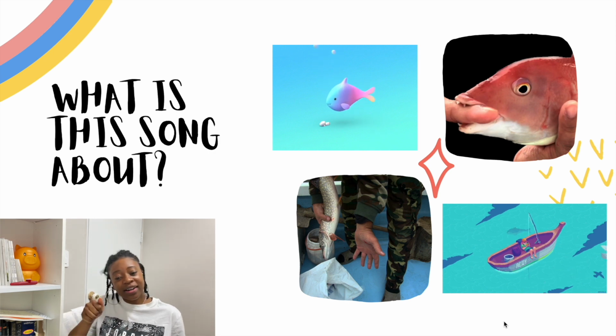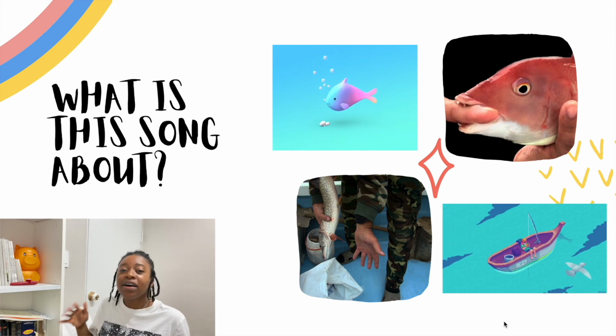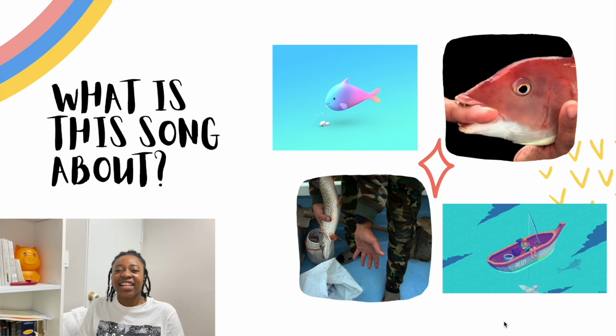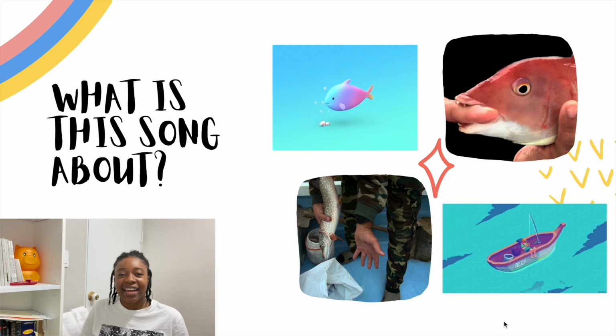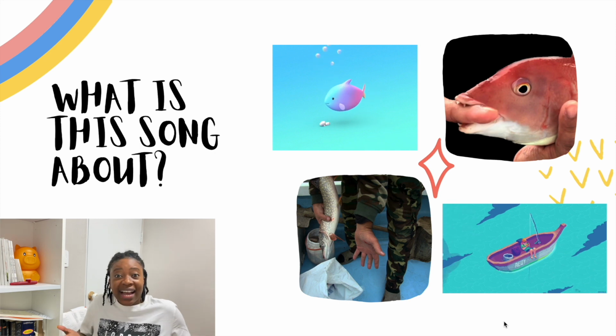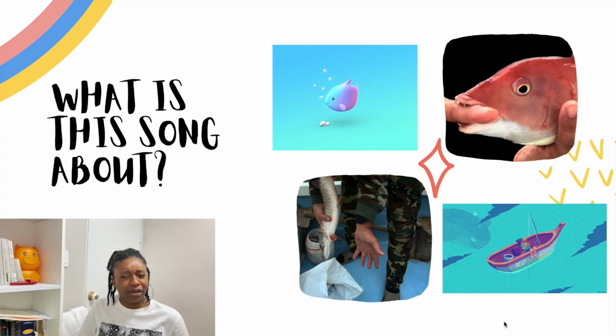So it's 1, 2, 3, 4, 5. Once I caught a fish alive, 6, 7, 8, 9, 10. Then I let it go again. Why did you let it go? Because it bit my finger so. Which finger?